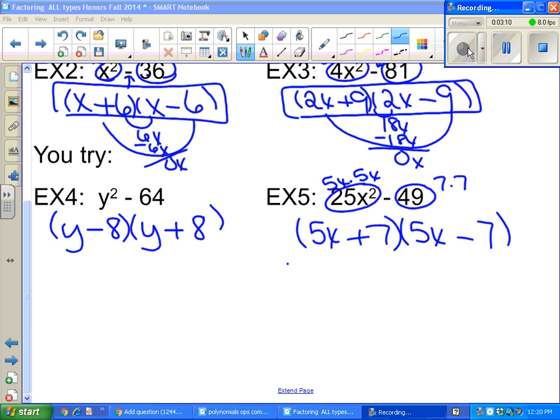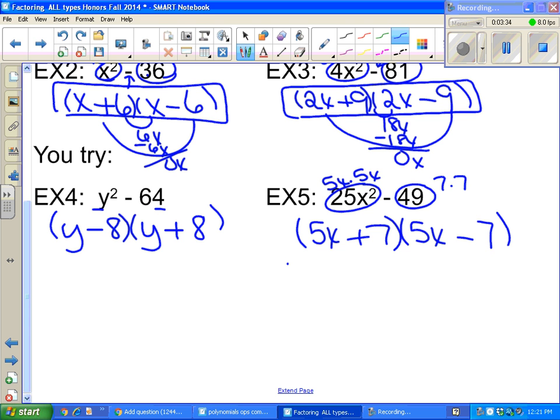All right, back to the video. I did my you-try problems. Here are the answers. y squared is a perfect square, 64 is a perfect square, y plus 8, y minus 8. It doesn't really matter which one's plus and which one's minus, as long as you have the two parentheses there. Okay, 25x squared. 25 is actually a square. It turns into 5 and 5, so I'd break this down into 5x times 5x and 7 and 7.